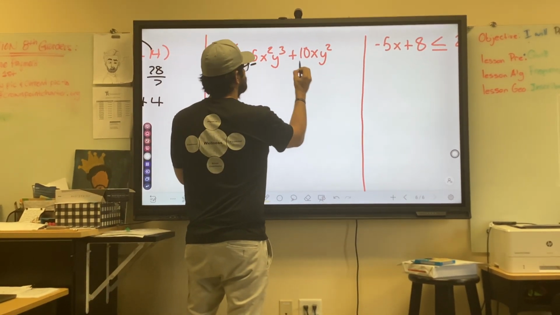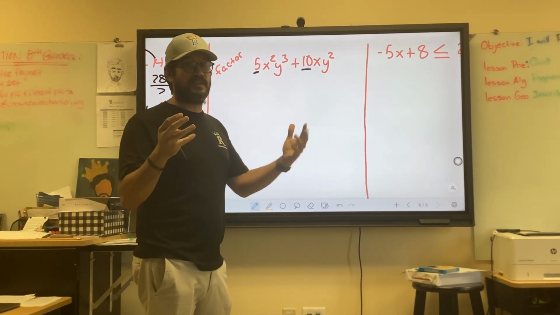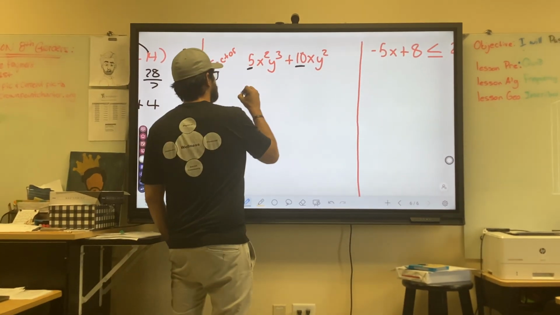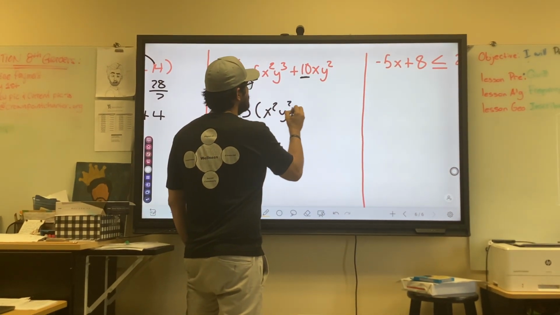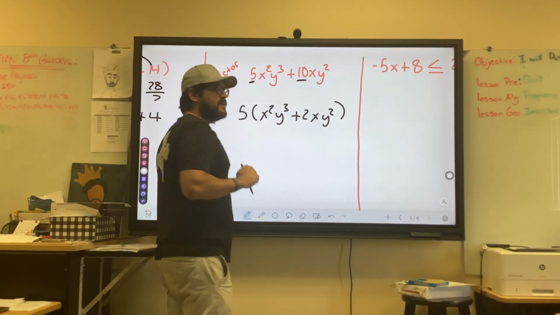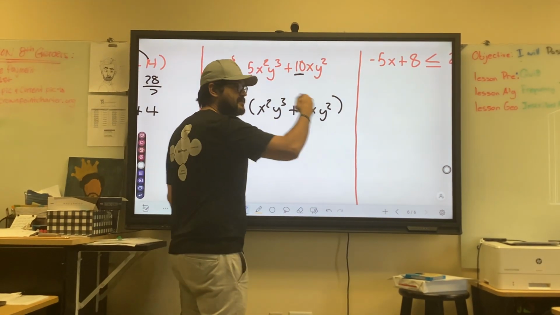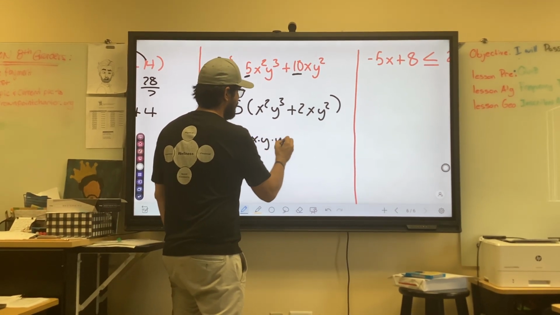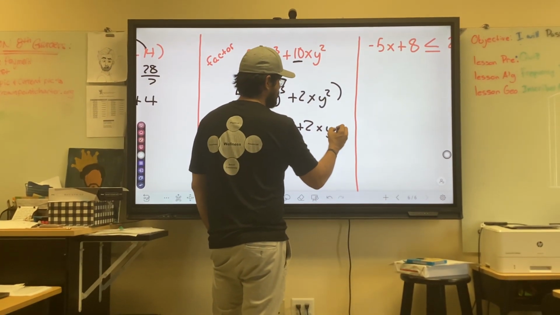First, with the numbers in the front, you're just looking for something that divides perfectly into the first two numbers. The largest number, to be more exact. So the largest number that divides into 5 and 10 is 5. So 5 is going to be on the outside. Then you have to figure out how many x's and how many y's this parenthesis has in common. Okay? So I'm going to stretch it out so that you can see what I'm talking about. So this is going to be x, x, y, y, y, plus 2 x, y, and y.